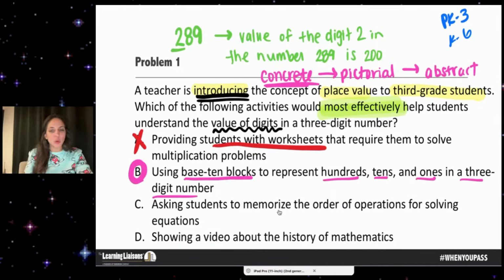Asking students to memorize the order of operations for solving equations, that's not even related to this kind of task. And showing a video about the history of mathematics is not related to understanding the value of a 3-digit number. Hence, why B is the correct answer. Let's go ahead and move on to the next problem.